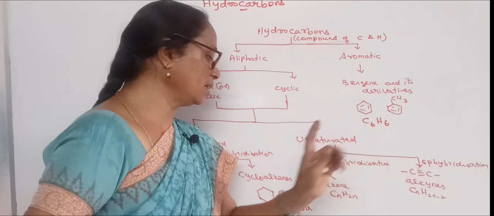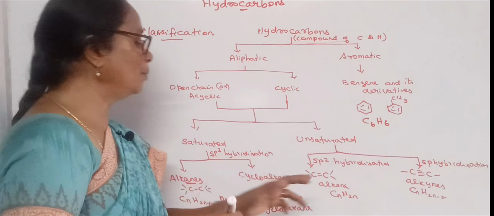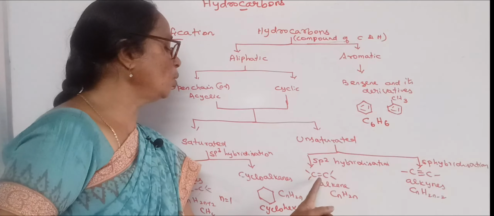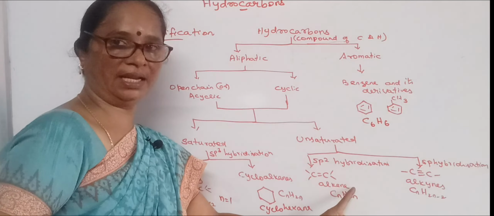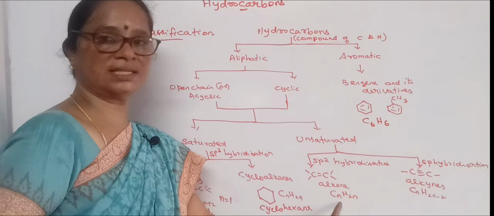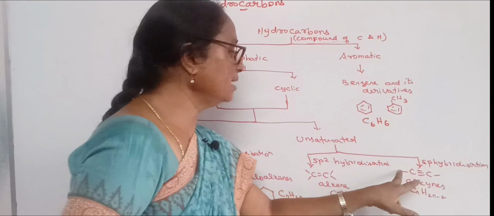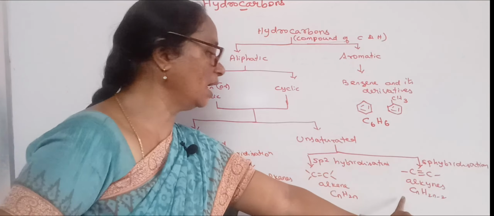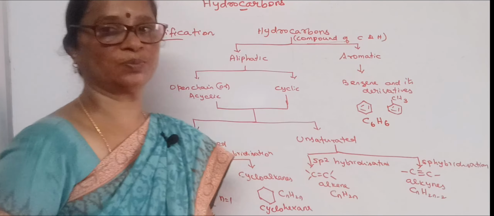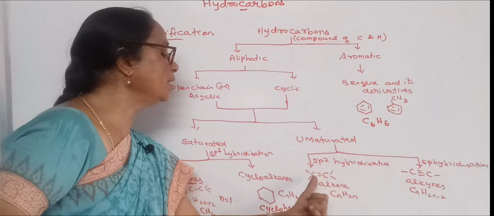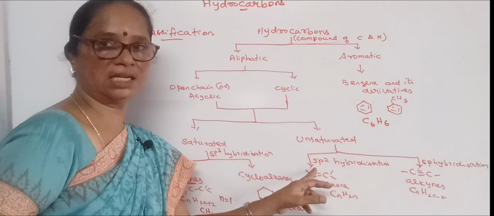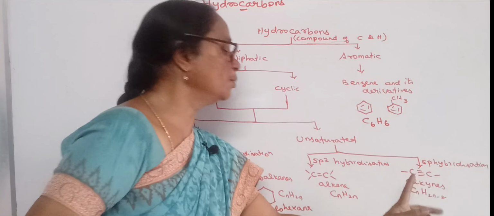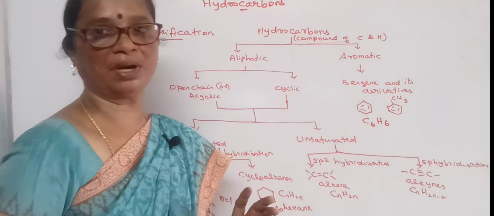And in unsaturated hydrocarbons, we have doubly bonded hydrocarbons and triply bonded ones. Doubly bonded ones have the primary suffix ene and the general formula is CnH2n. And in C triple bond C, the alkynes, we have CnH2n-2. In an alkene, the doubly bonded carbons both get sp2 hybridization, but in triply bonded alkynes, both of the carbons get sp hybridization.